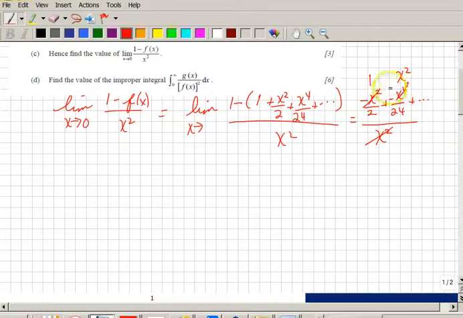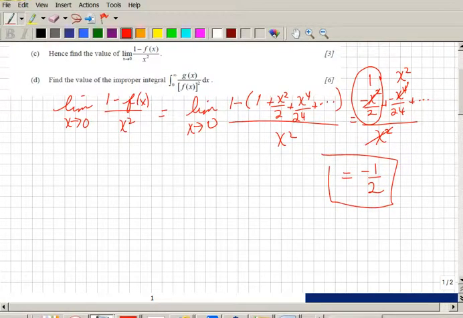So the rest of the terms after this first term, you're going to have an x squared on the top, and you're taking the limit as x approaches 0. So those are all going to become zeros. The only thing you're going to be left with is negative 1 over 2, which is negative 1/2. And hence, we have found the value of that limit. And the answer is negative 1/2.